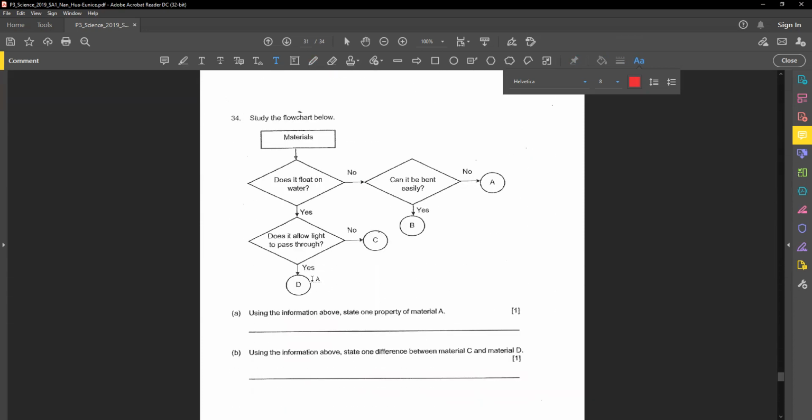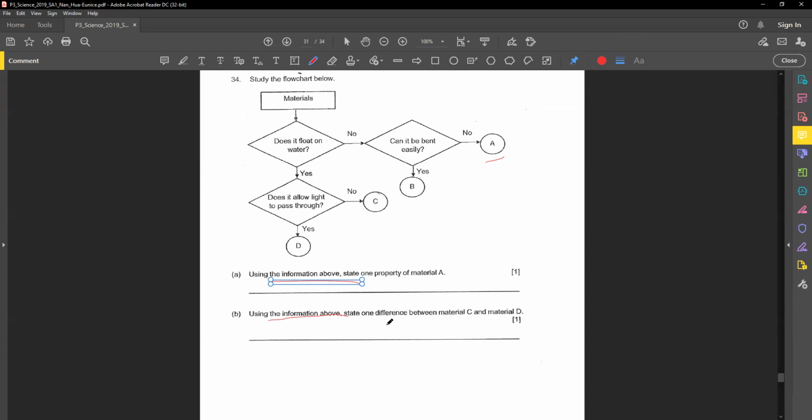Question 34 shows a flowchart, and the question requires you to use the information provided in the chart. So it is pretty straightforward. For part A, you have to state one property of material A. So A is here. Looking back at the flowchart, we can see that A does not float on water and it does not bend easily. So you can choose either one to be your answer.